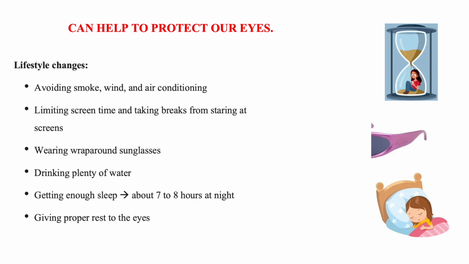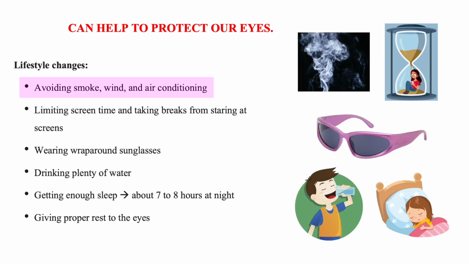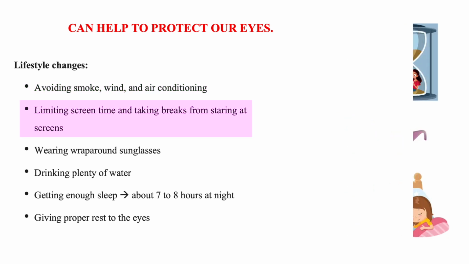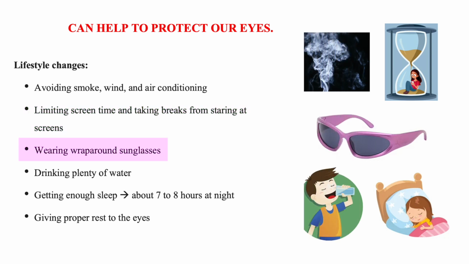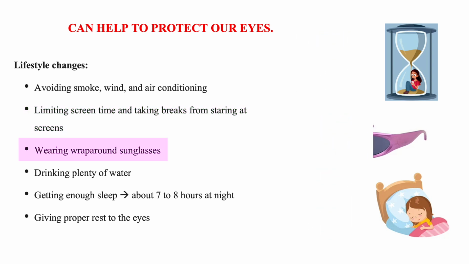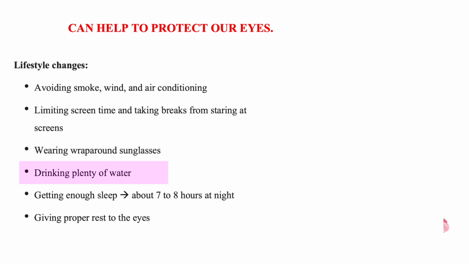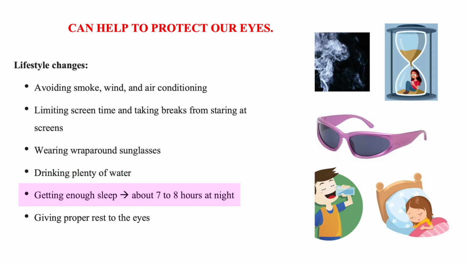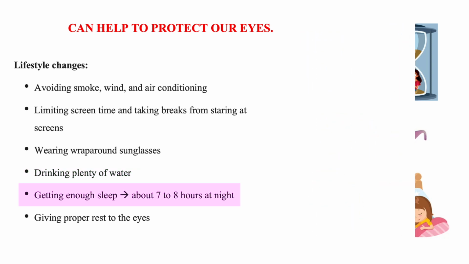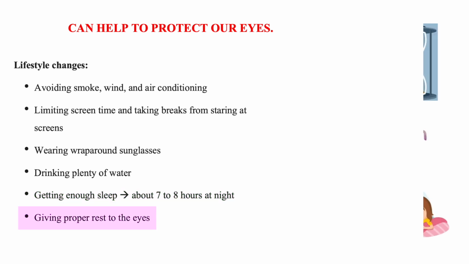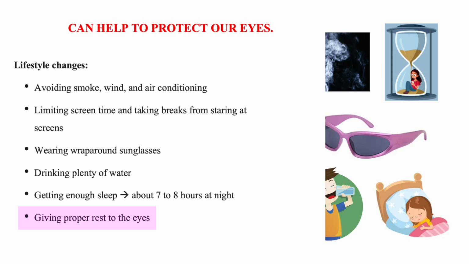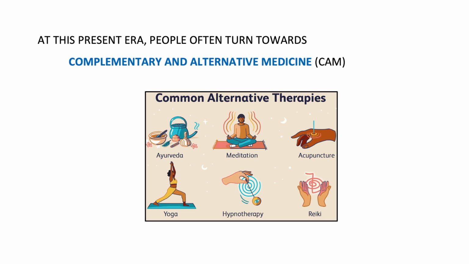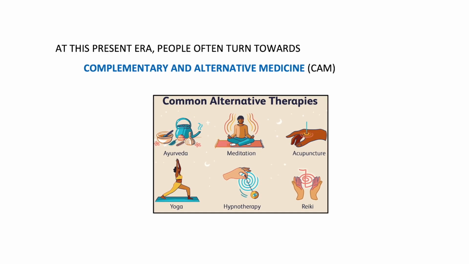Lifestyle changes such as avoiding smoke, wind and air conditioning, limiting screen time and taking breaks from staring at screens, wearing wraparound sunglasses when we are outside, drinking plenty of water, that is 8 to 10 glasses per day, getting enough sleep, about 7 to 8 hours a night, or giving proper rest to the eyes can help protect our eyes. At this present era, people have turned towards CAM or complementary and alternative medicine.